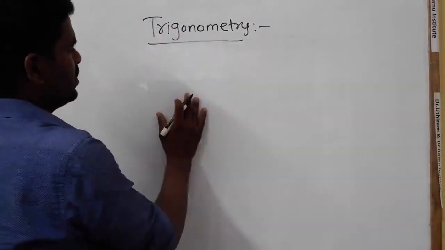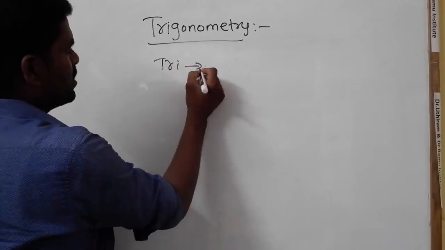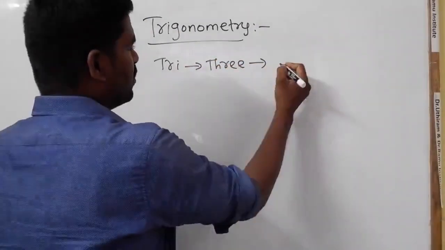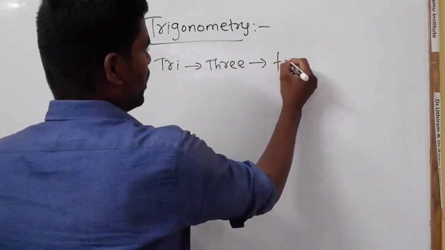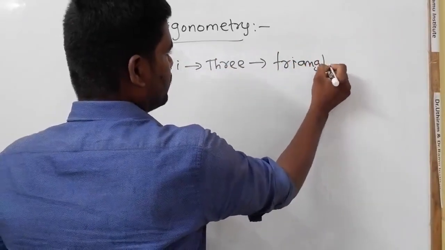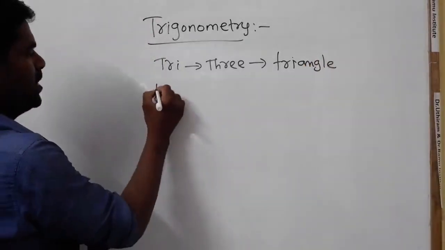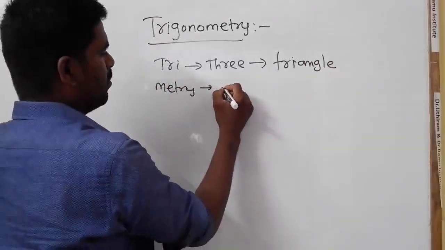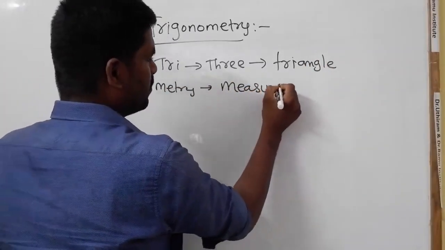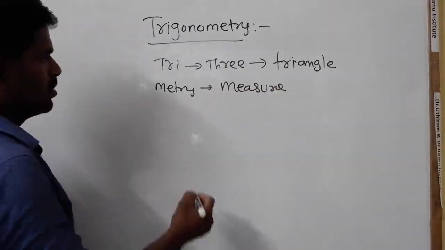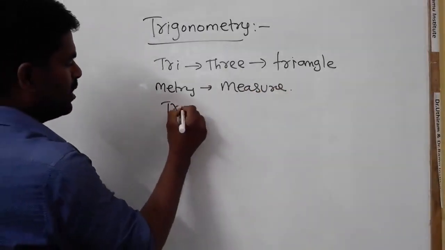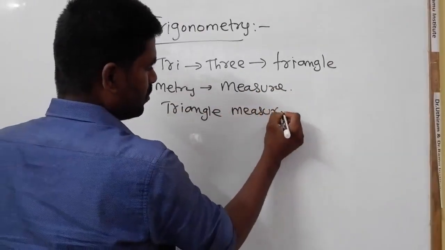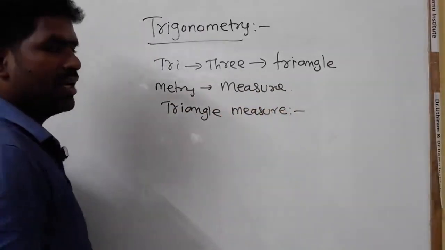As this title suggests, the tri represents 3, that is triangle, and metry means measure. So, triangle measure.